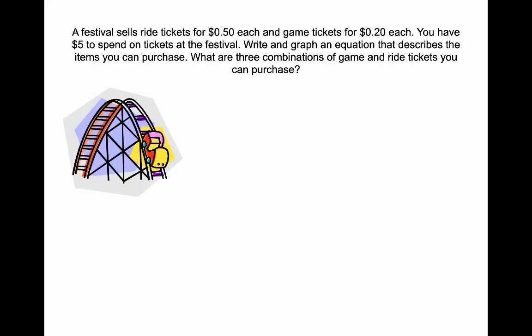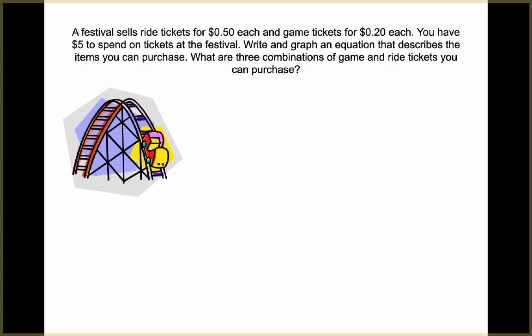It says a festival sells ride tickets for 50 cents each and game tickets for 20 cents each. You have $5 to spend on tickets at the festival. Write and graph an equation that describes the items you can purchase. What are 3 combinations of game and ride tickets you can purchase?